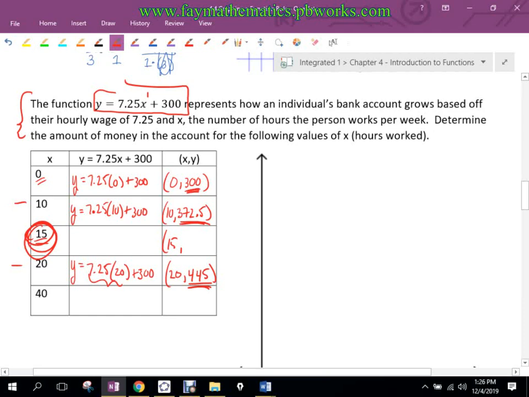That's that interpolation idea, and you can verify that by taking 7.25 times 15 plus 300. Or you can add those two together and divide by 2, and it gives you the midpoint. It turns out to be 408.75.